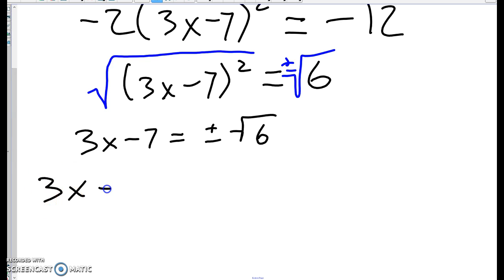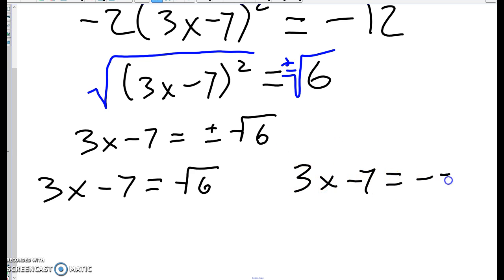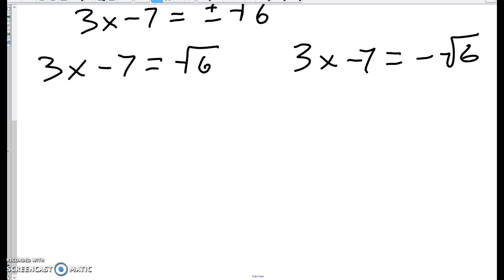And we can still turn this into two equations. We have equal to the square root of 6 on one end and equal to negative the square root of 6 on the other end. And at this point, these are just two-step equations. The key is that you need to leave the square root of 6 an irrational number. Almost treat it like it's a variable. It's just a piece that you can't really combine with the other numbers very easily.